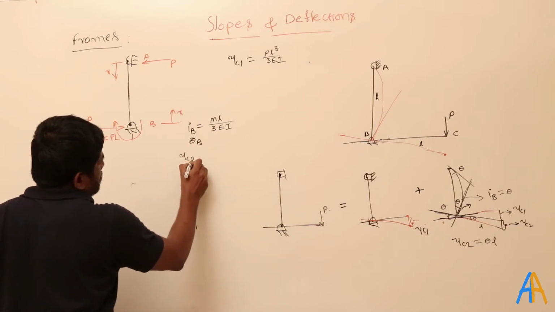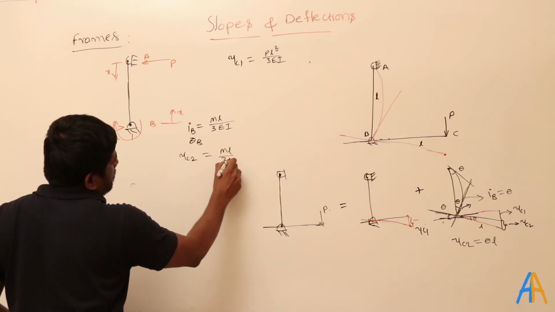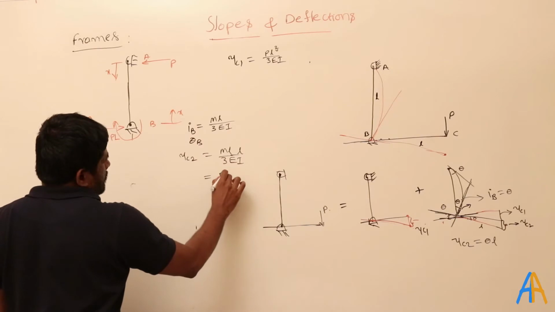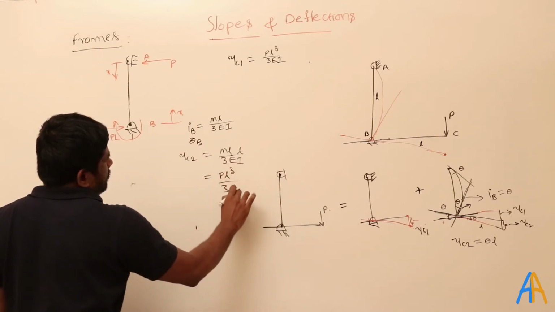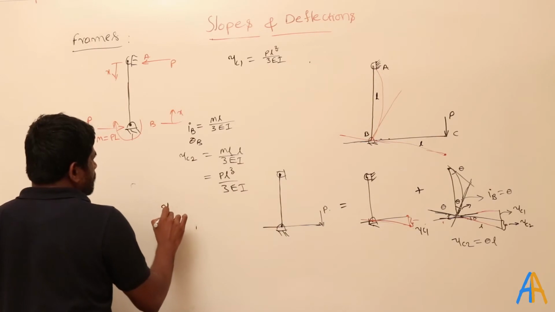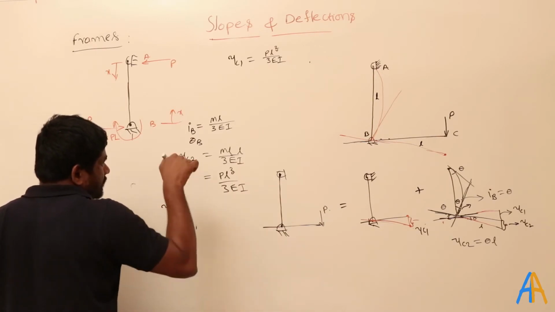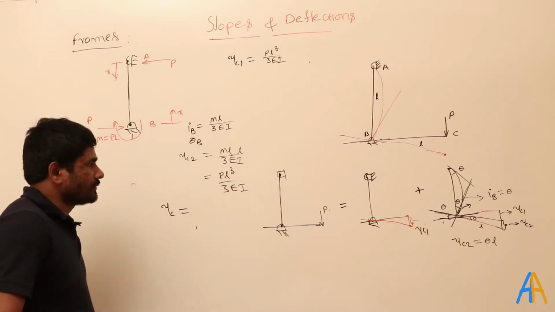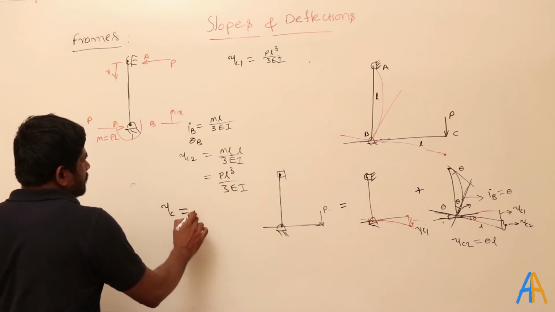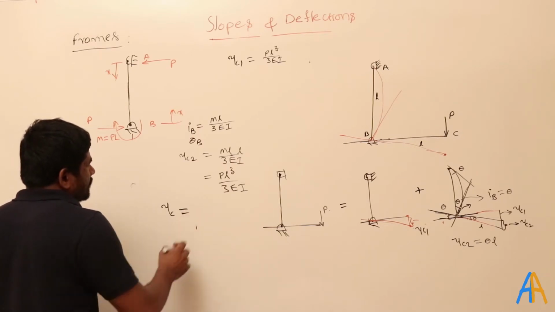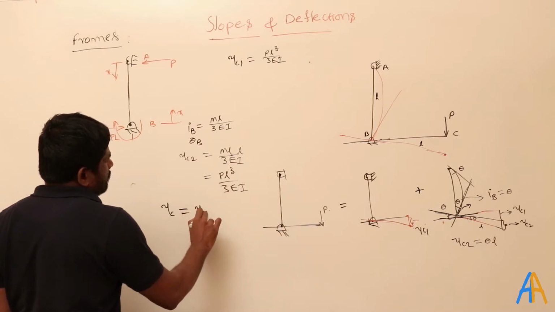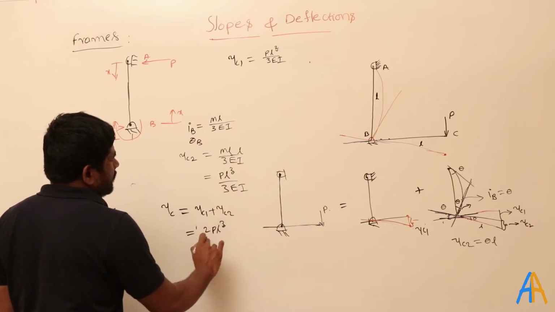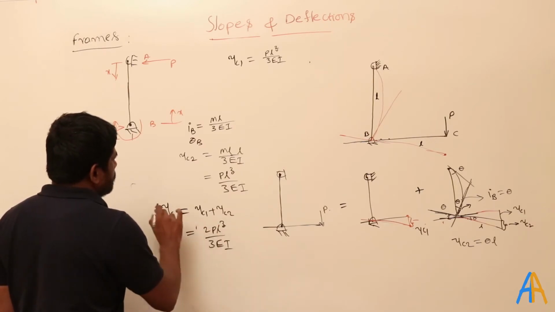Then YC2 is how much? ML by 3EI into L from that formula. That means it is PL cube divided by 3EI. Then the total deflection, not horizontal, it is a vertical deflection. Here in this case there would be some horizontal deflection also. The total deflection is YC1 plus YC2, then it is 2PL cube divided by 3EI. This is how we need to find out.